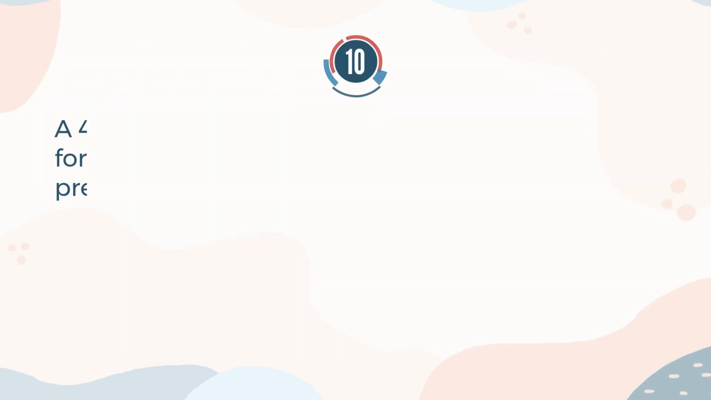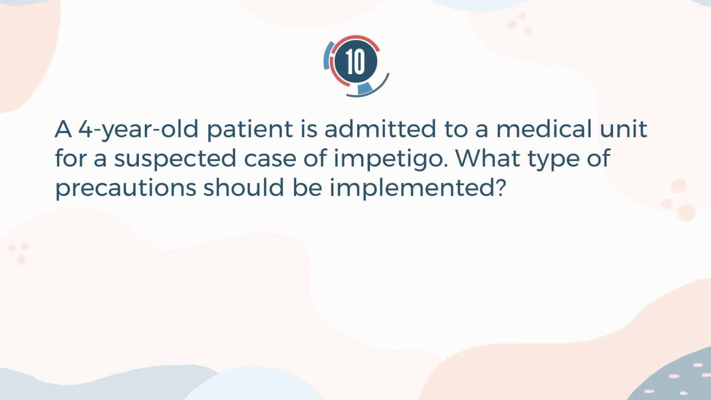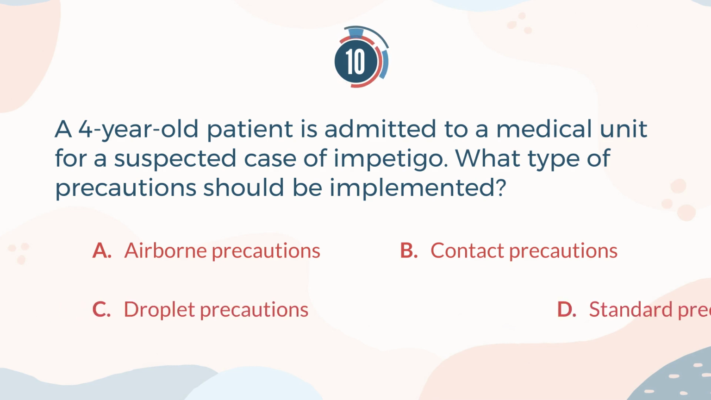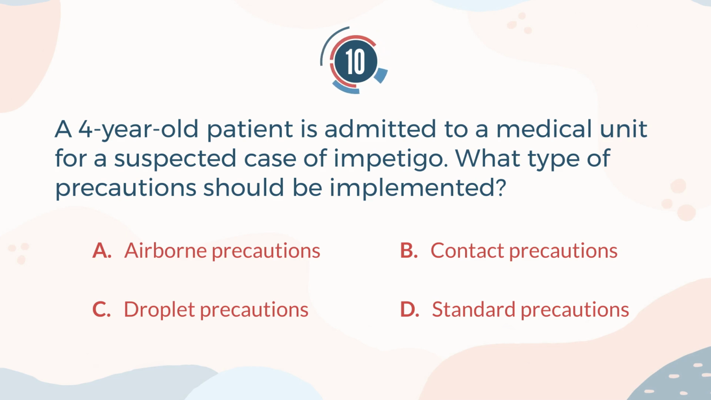Number 10. A 4-year-old patient is admitted to a medical unit for a suspected case of impetigo. What type of precautions should be implemented? A. Airborne precautions. B. Contact precautions. C. Droplet precautions. D. Standard precautions. The correct answer is B.